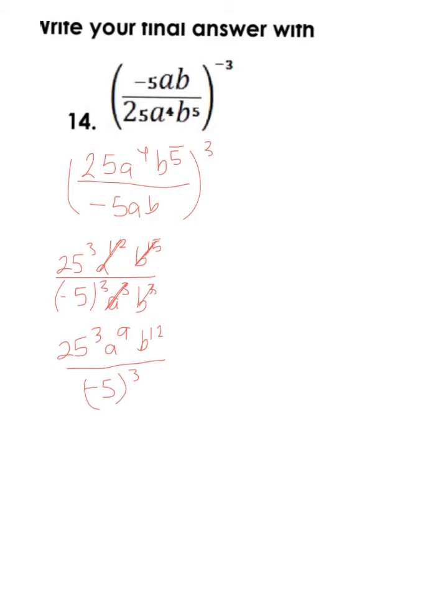And 25 to the third is 15,625. A to the 9th, b to the 12th, and that's over negative 5 to the third. So negative 5 to the third is negative 125. A to the 9th, b to the 12th.